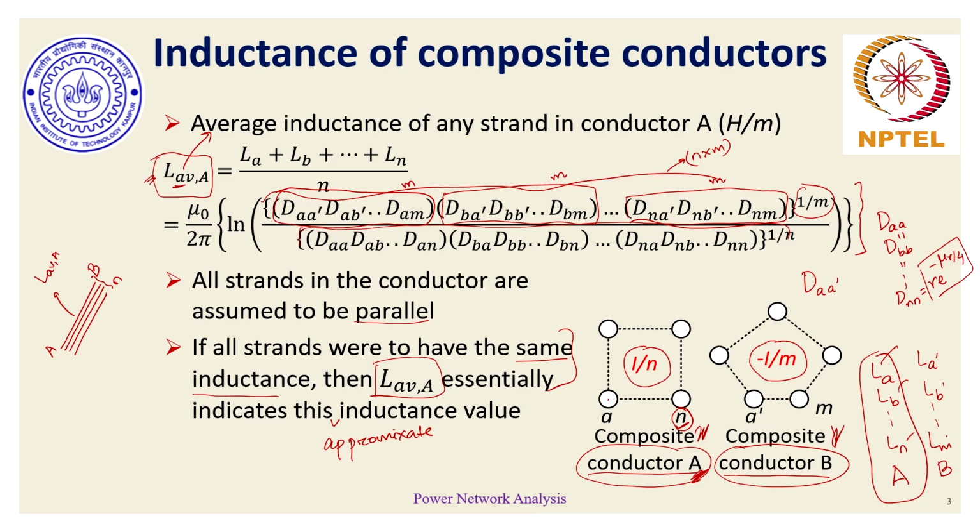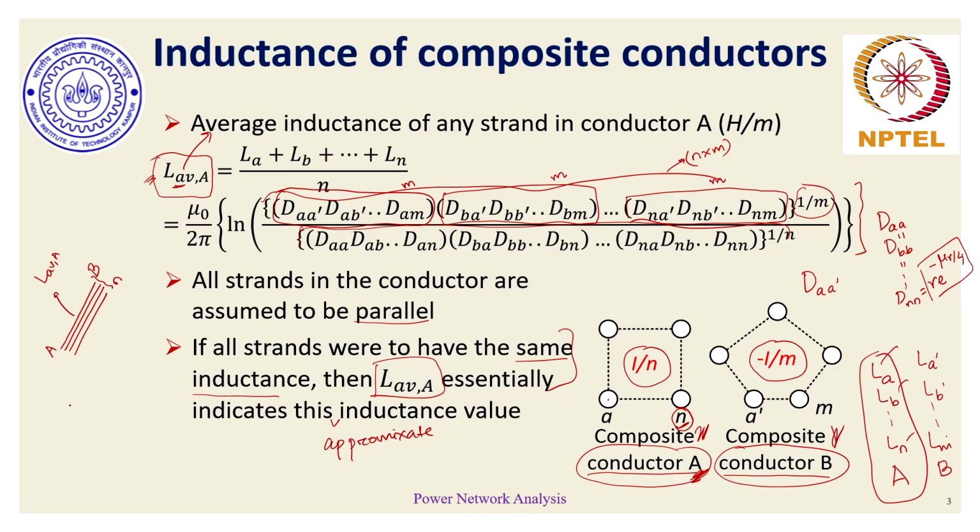If I have to find the overall inductance of all these lines combined together, then if you recollect, if there are resistances in parallel and I have to find their equivalent resistance, a similar logic can also be applied to find the average or equivalent inductance if the circuit consists of n parallel inductors. So essentially the overall or effective inductance of composite conductor A would be nothing but L_AV,A by n, which comes from the fact that there are n parallel inductances of the same value.